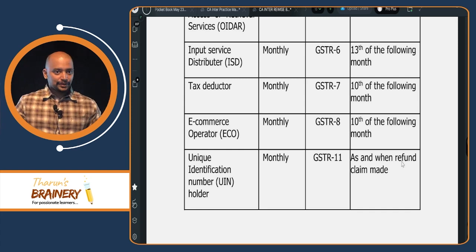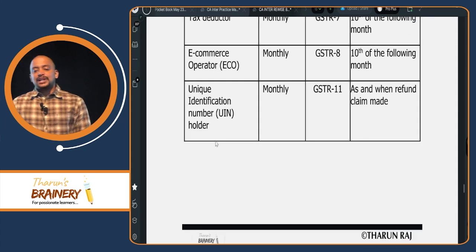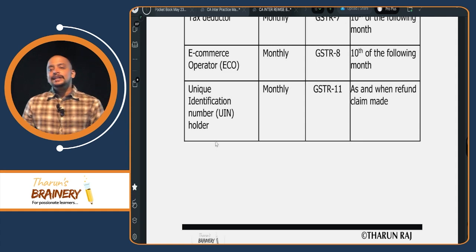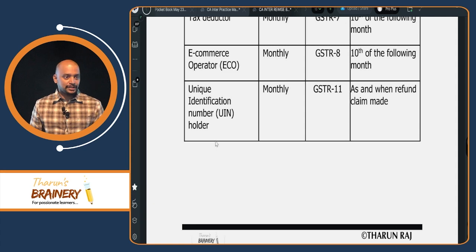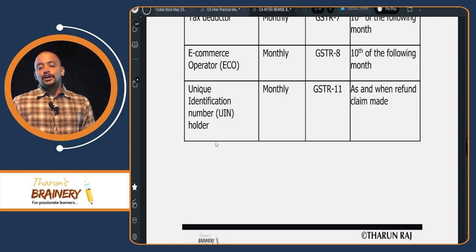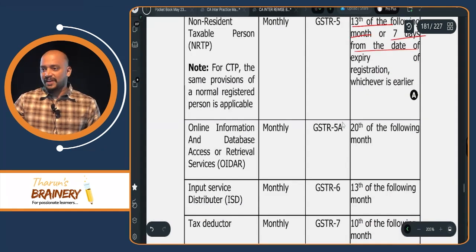Direct MCQs only. Okay. Then next, a unique identification number holder, UIN holder, is required to file GSTR 11 as and when they go for a refund application. Because they will get a refund, for that purpose they need to file GSTR 11. These are the various returns that we have.